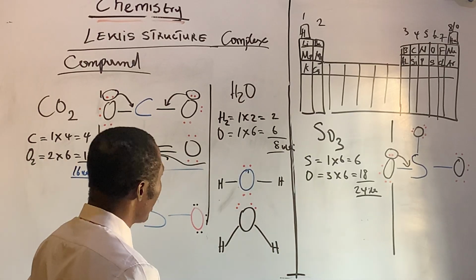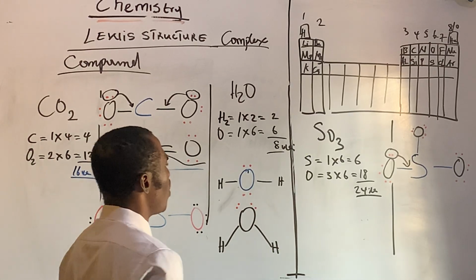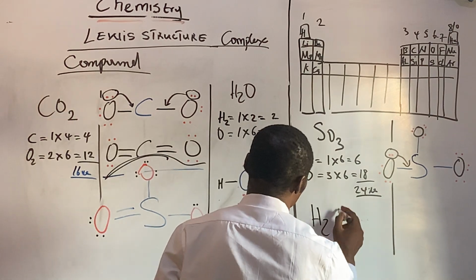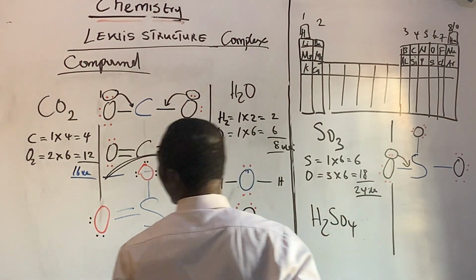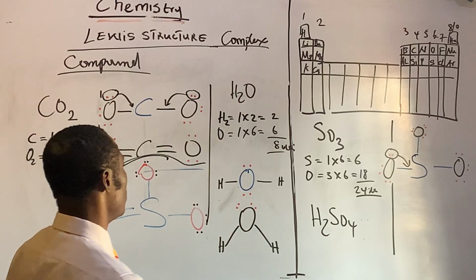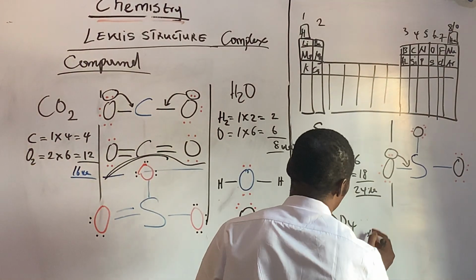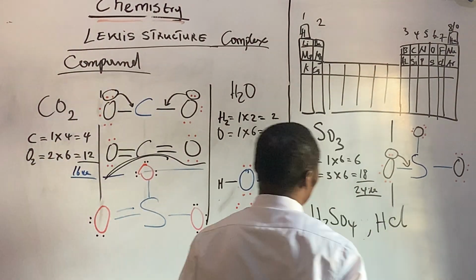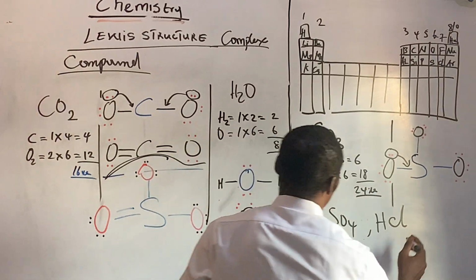All right. Now, meanwhile, find the Lewis structure for H2SO4. Okay, can we find one more for you? Find the Lewis structure of HCl. Find the Lewis structure of ammonia.